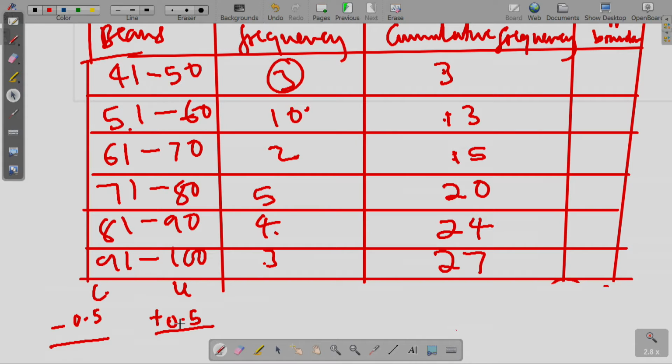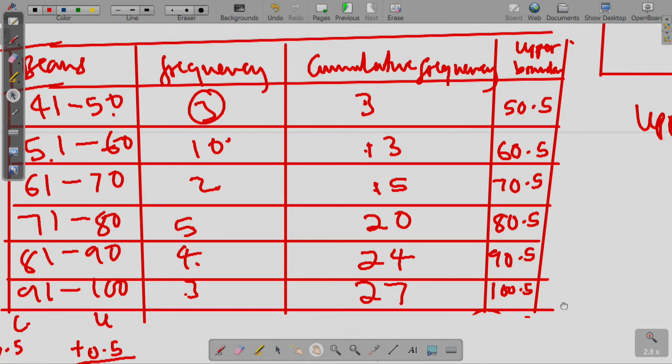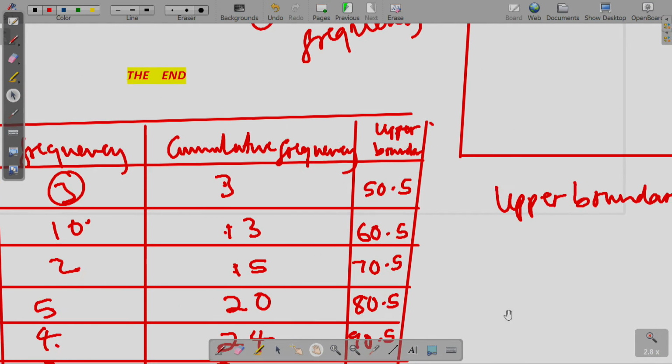Now if we add 0.5 here, you get 50.5, and here you get 60.5, and here you get 70.5, and here you get 80.5, and here 90.5, and here 100.5. Now we can draw the ogive.